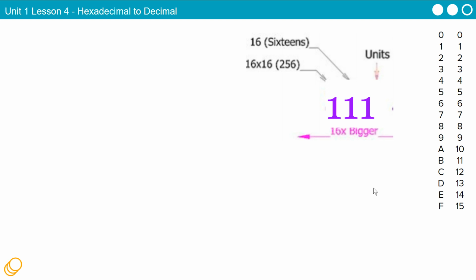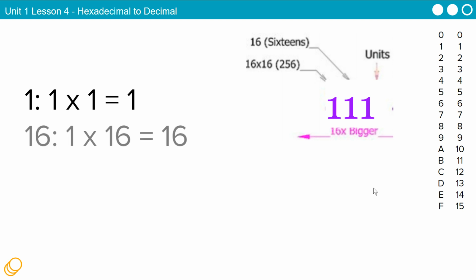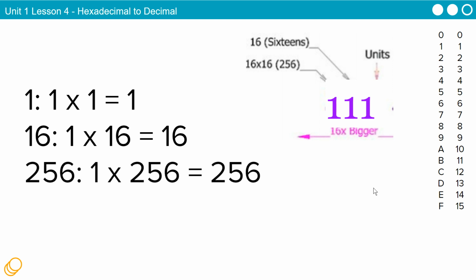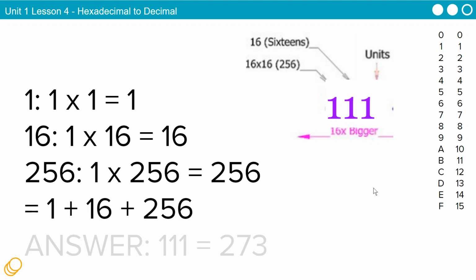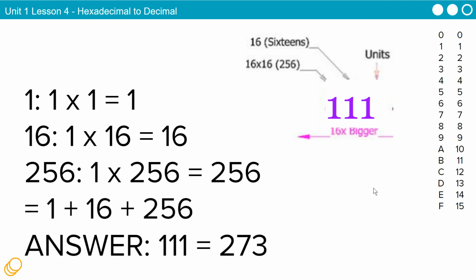What's in my ones place? What's in my 16's place? 1, right? 1 is in my 16's. Oh, you guys were giving me the total. Okay. So yeah, 1 times 16 is 16. And then what value is in my 256 place? 1. So I take 1 times 256 and it gives me 256. Add them together. 273. Okay? All right. So that's going from hexadecimal to decimal. We multiply and we add.